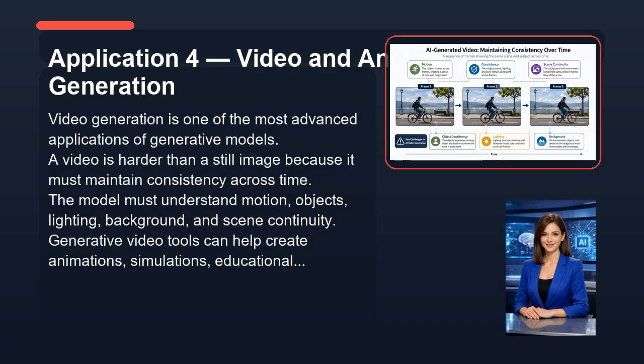Now let's look at application 4, video and animation generation. Video generation is one of the most advanced applications of generative models. A video is harder than a still image because it must maintain consistency across time. The model must understand motion, objects, lighting, background, and scene continuity.